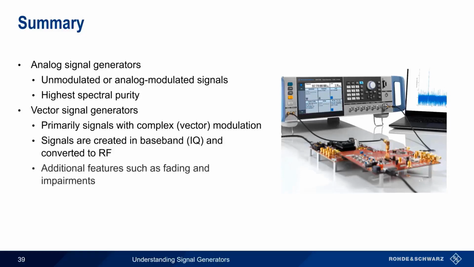In addition, vector signal generators support a wide range of additional features, such as the ability to add controllable and definable fading or impairments to the baseband signal before it's converted to RF. This is important in emulating the real-world environment in which most RF communications takes place. And finally, vector signal generators can usually also produce purely analog modulated signals, or combine both vector and analog modulation into a single output signal.